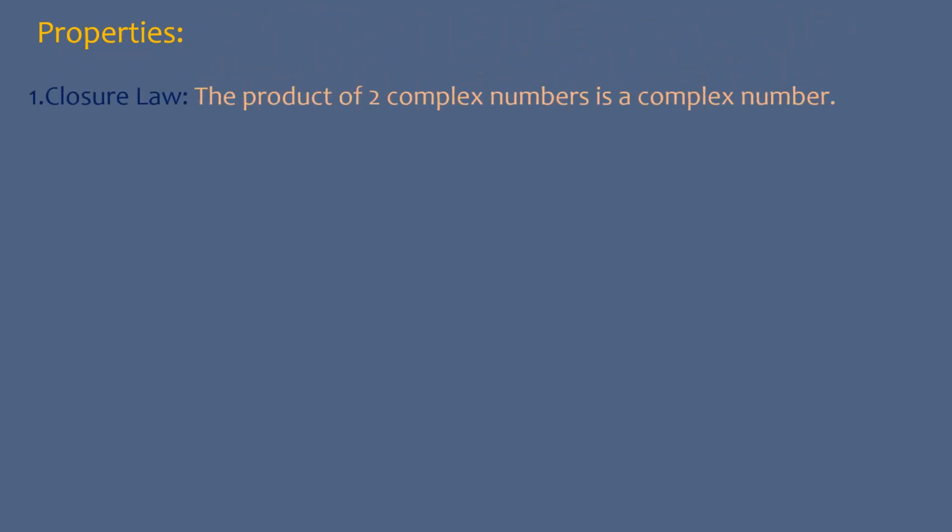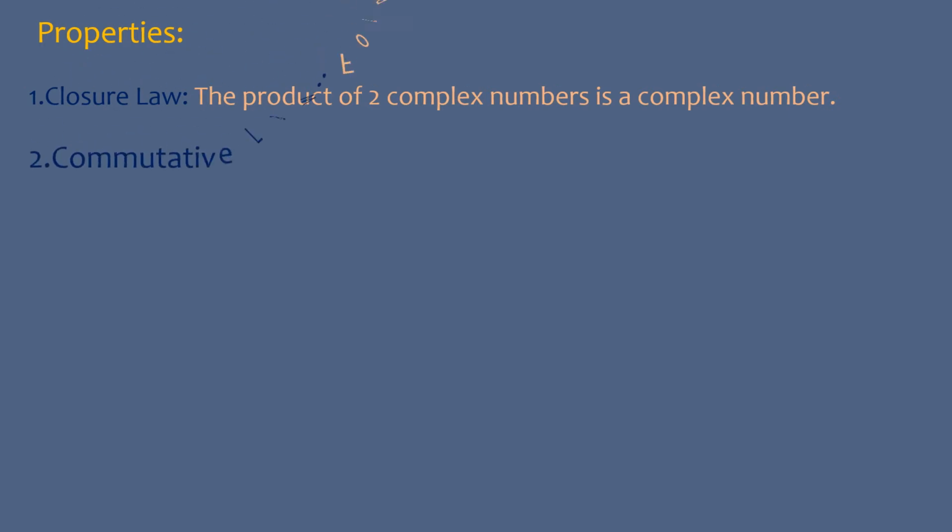Let us now have a quick glance over the properties of multiplication of complex numbers. The first property we have is closure law. The similar property we learned in addition of complex numbers also, as in the addition of complex numbers, the sum of two complex numbers was a complex number. Again, the same is here also. The multiplication of two complex numbers results in a complex number only.